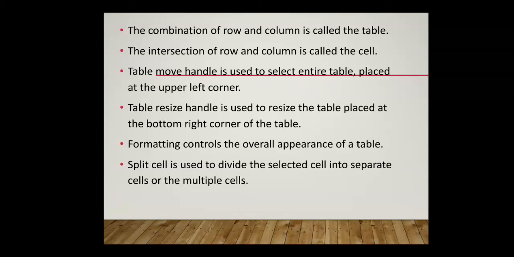Now Chapter 3. The combination of rows and columns is called a table. The intersection of a row and column is called a cell. We use the Insert tab to insert the table. Table move handle is used to select the entire table, placed at the upper left corner.